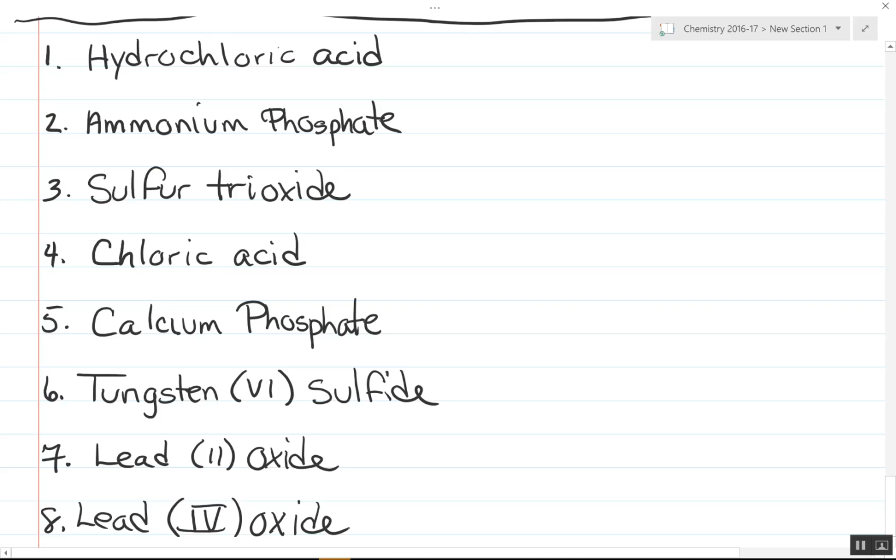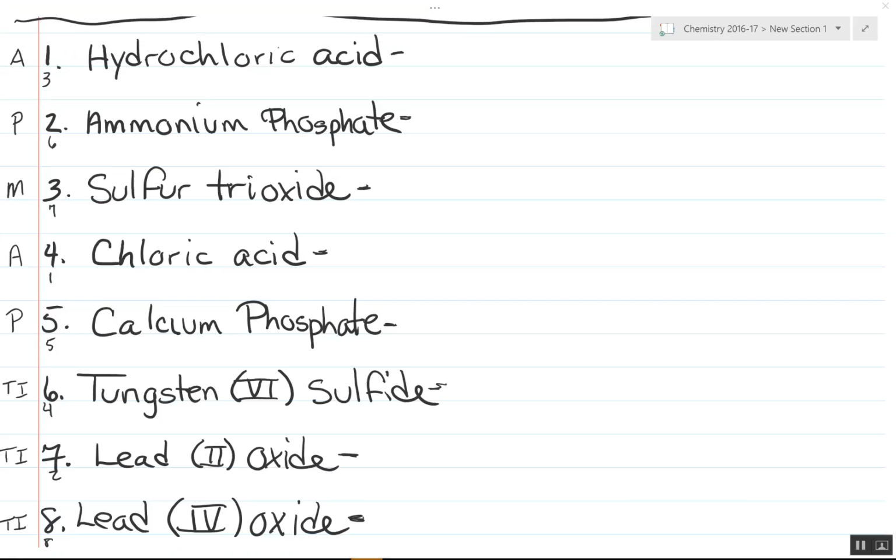Okay, guys, you're gonna have 20 of these or more tomorrow. You got the name, you gotta write the formula. Record. Table 3, hydrochloric acid. HCl, just that simple. Because hydro tells you it's binary and it has chlorine in it. Table 6, ammonium phosphate.